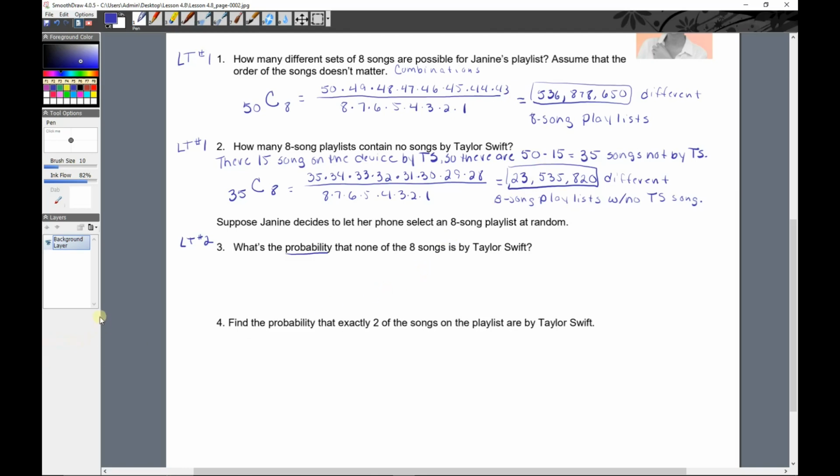So the probability of no songs by Taylor Swift, and again, I'm just abbreviating to save time, is going to equal, okay, a fraction, because it's going to end up being success over total. Number of 8-song playlists with no Taylor Swift, and that's going to be out of the total number of 8-song playlists.